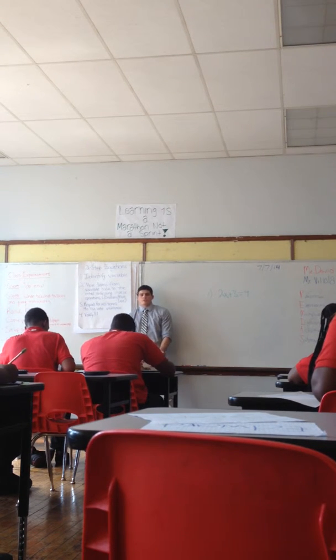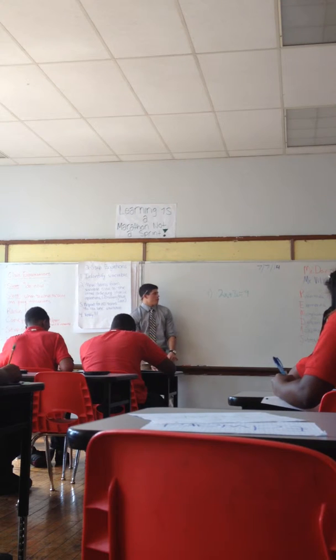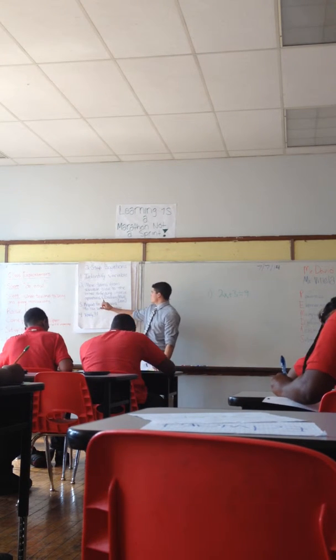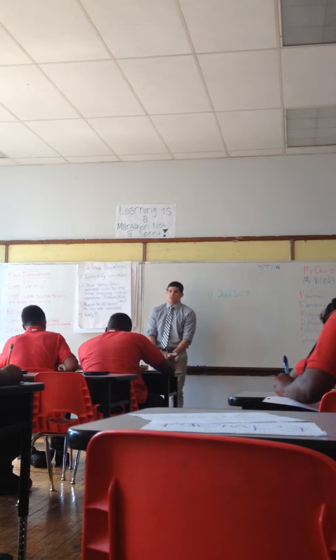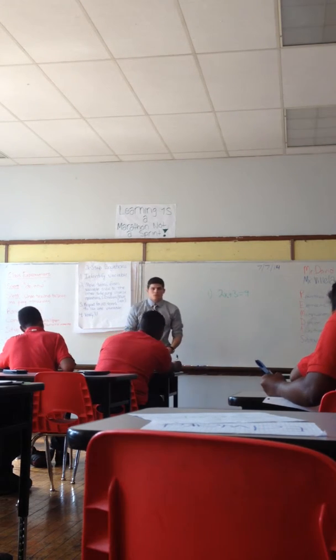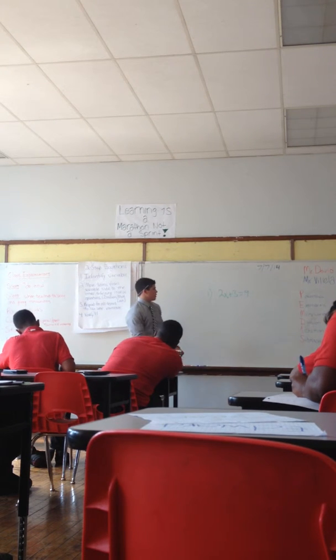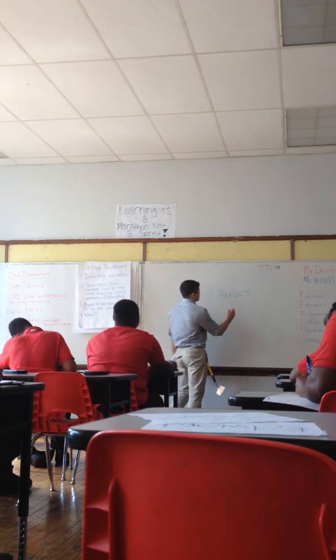Okay, ready? 2x plus 3 equals 9. So, if you look at our steps, I said we want to use division and multiplication last. So what would be our first step here, Javon? Minus 3 from both sides. So, we start isolating the variable doing our inverse operations.